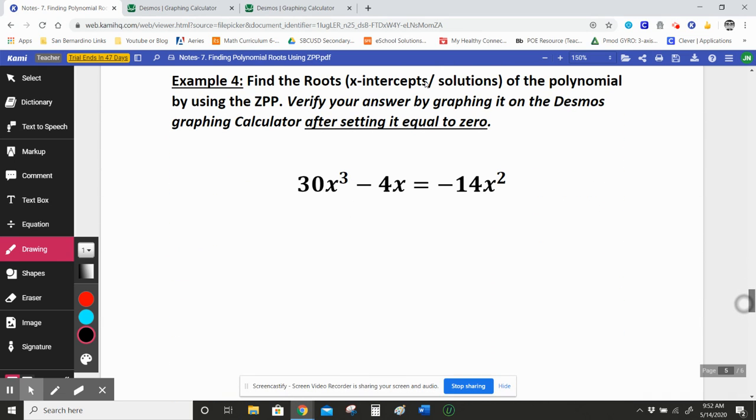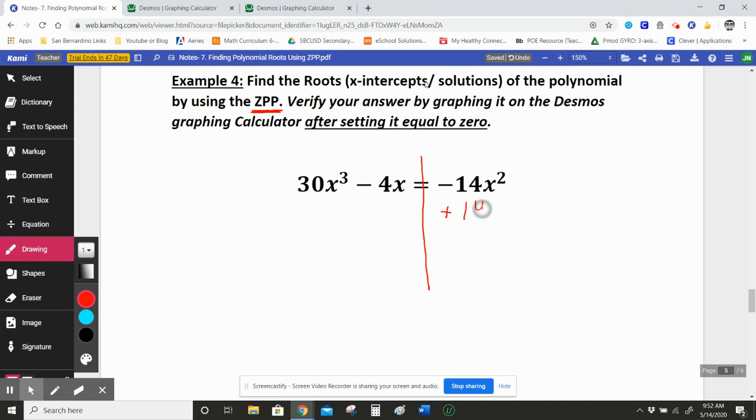Example number 4. Find the roots of the polynomial by using the zero product property. Check your work using decimals. So the first thing that I see here is that if I want to use the zero product property, I need to make sure that this equation is set equal to 0. And in this case, it is not. That is a big problem because we can't do anything else unless it's set equal to 0. So the first thing I need to do is exactly that.